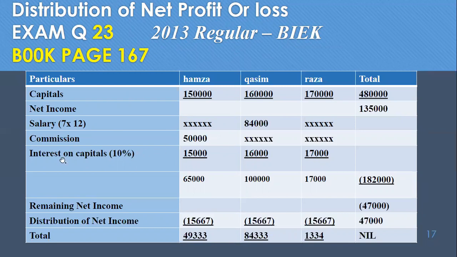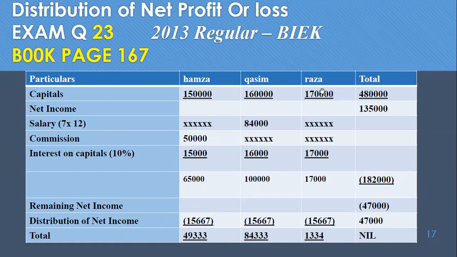Then we have interest on capitals 10%. I told you that you have to apply working headings for working 1, 2, and 3. Now, working 1 for Hamza, 150,000 multiplied by 10 divided by 100. Working 2 for Qasim, 160,000 multiplied by 10 divided by 100, and for Raza, same.